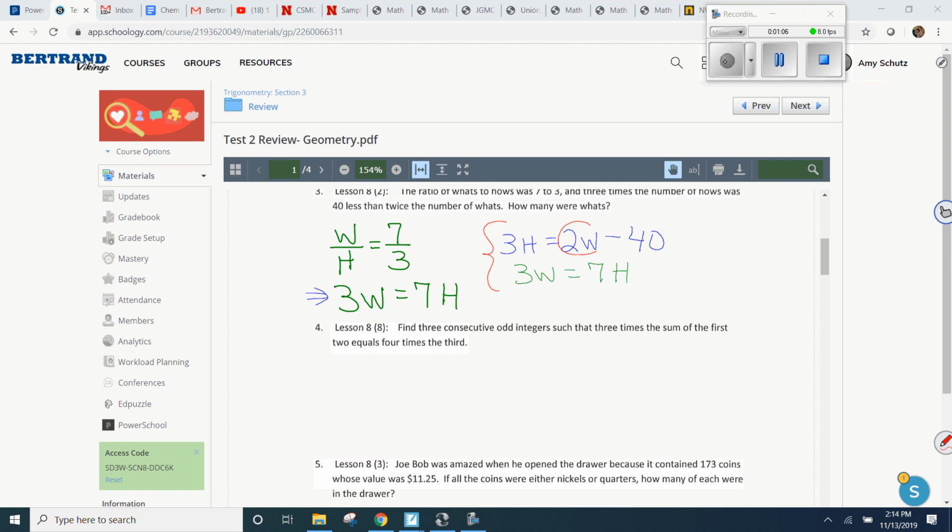So are you going to move this W over? Do you want it first or second term? Second. So you get 3H, and when you move it over, that becomes minus 2W equals negative 40. That means I want to move this H over. I'm going to put it in front. So what's that equation going to become? Negative 7H plus 3W equals what? 0.